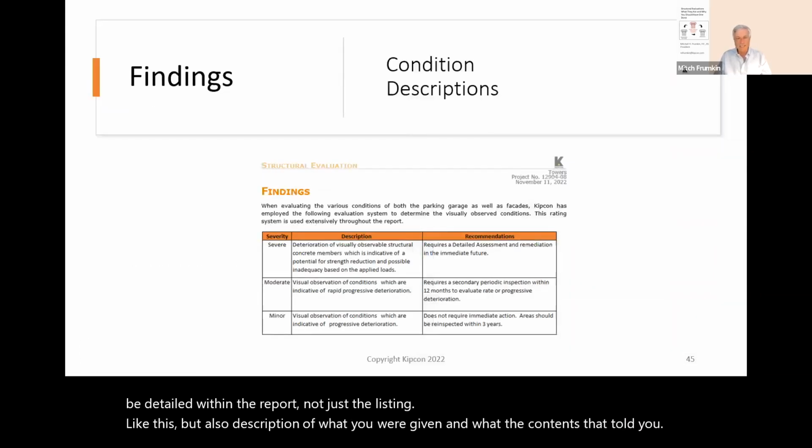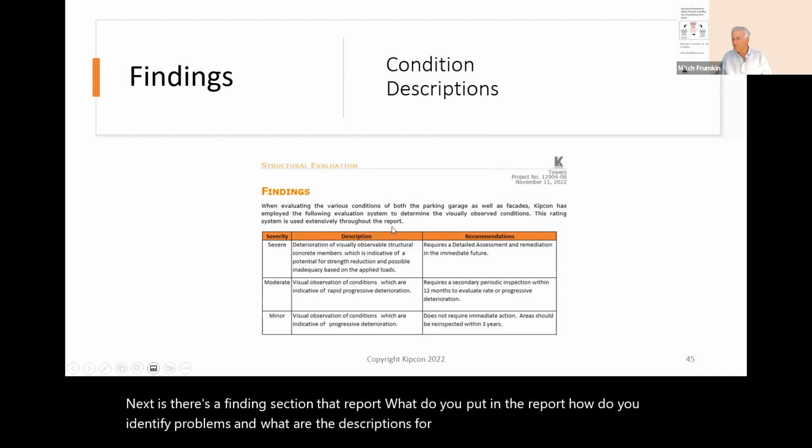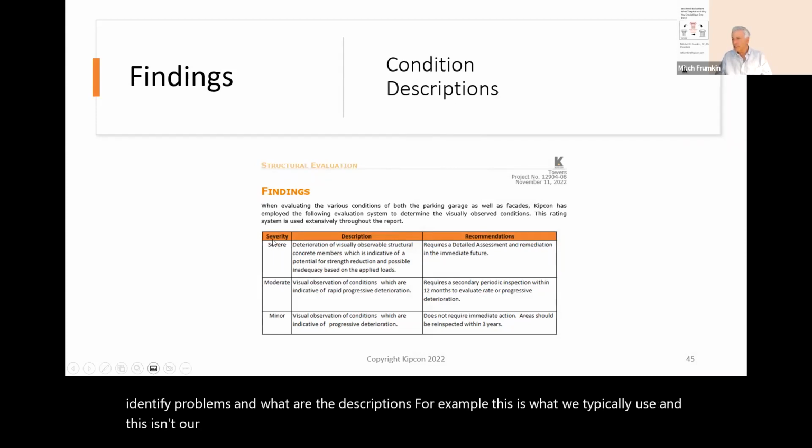Next there's a findings section of the report. What do you put in the report? How do you identify problems? And what are the descriptions? For example, this is what we typically use, and this is in our findings, the beginning of the report. The rating system used extensively throughout the report, and we identify things as being severe, moderate, or minor.